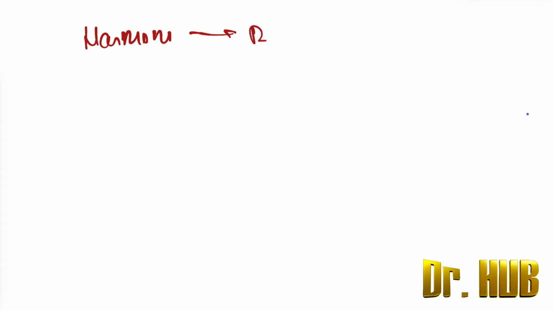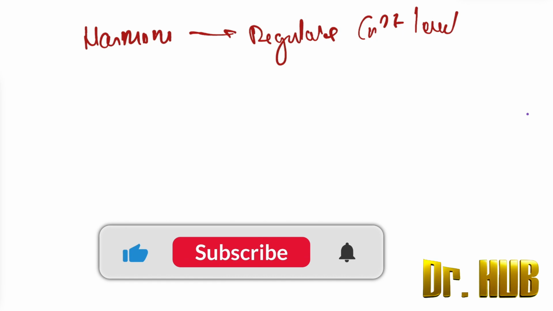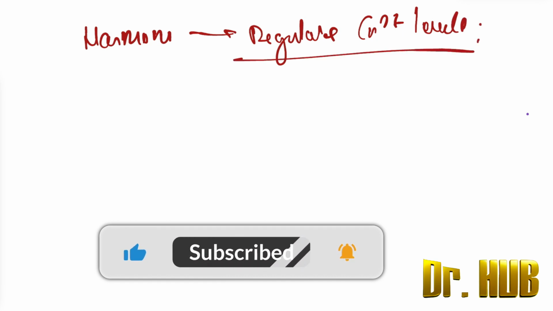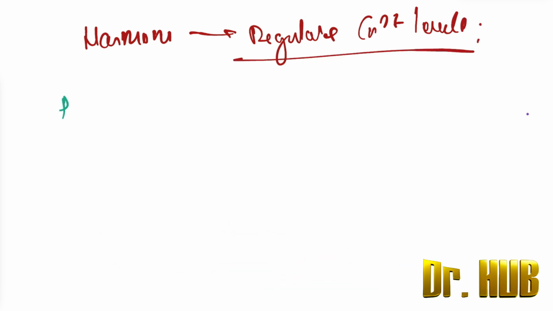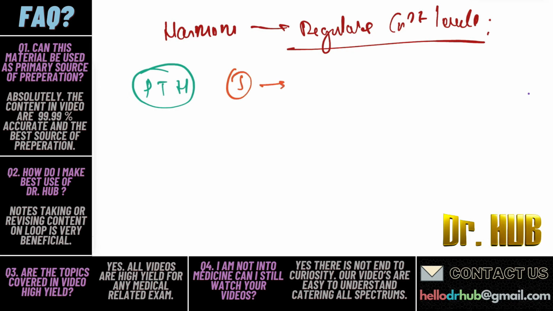So we are looking at the hormones that regulate the calcium levels. First we are going to look at the parathyroid hormone, in short written as PTH. What is the stimulus? The stimulus for the secretion is a decrease in the serum calcium. A decrease in the serum calcium will lead to parathyroid hormone secretion.